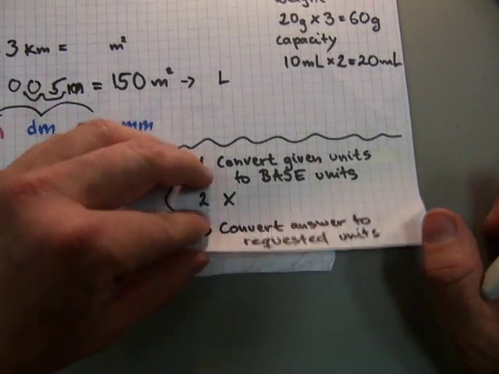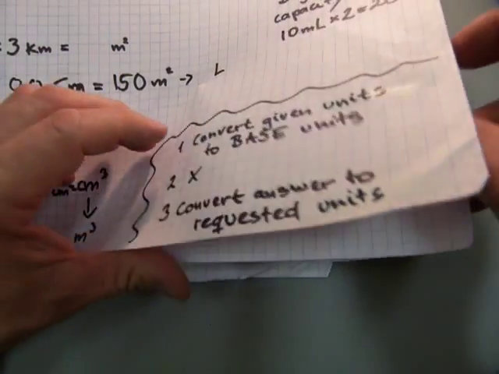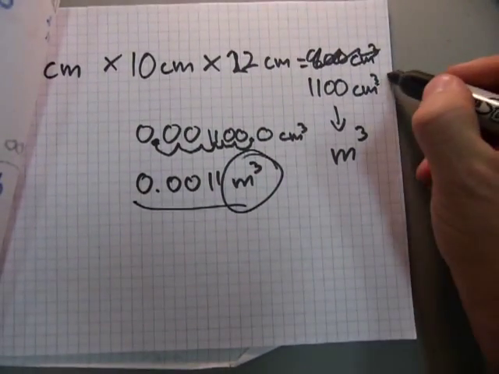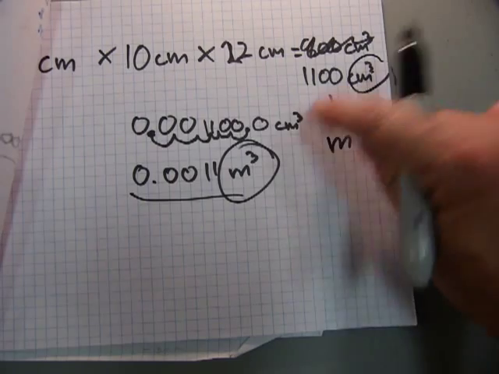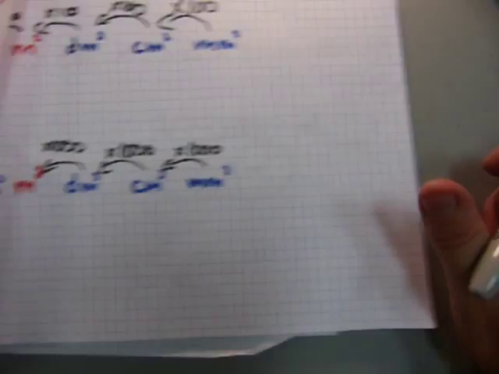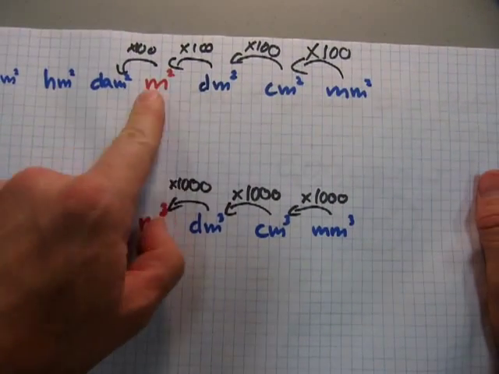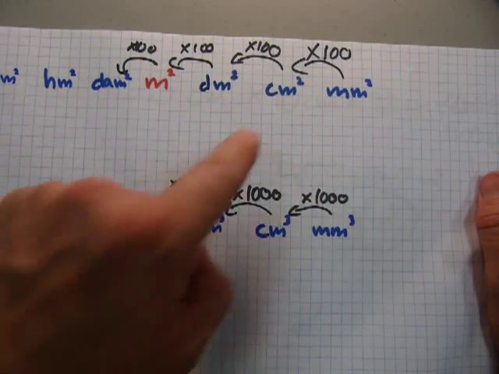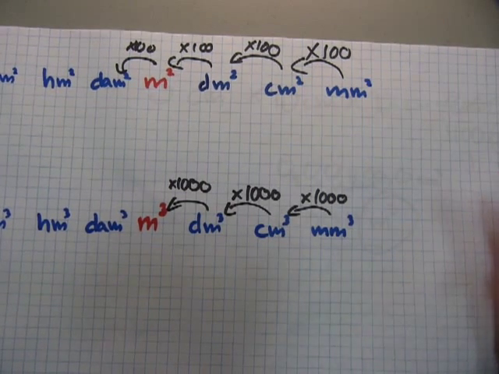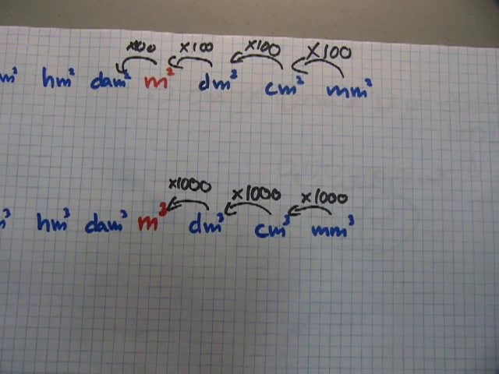If the requested unit is different than the unit you did your calculation in, you're gonna need to do a conversion. And when it comes to cubic conversion or square conversion, just keep it in mind. Every jump is not tenfold anymore. Okay? So, keep practicing.